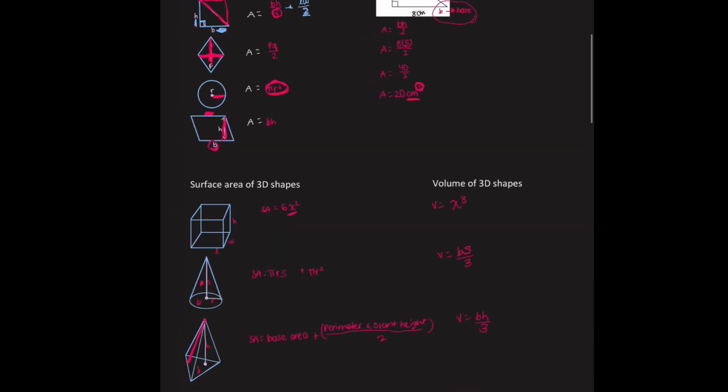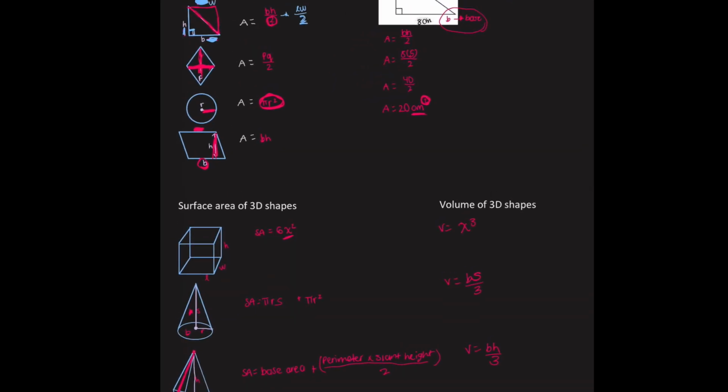Next, what we have is surface area and volume of 3D shapes. Starting off with the cube, we have here the surface area would be 6x squared.